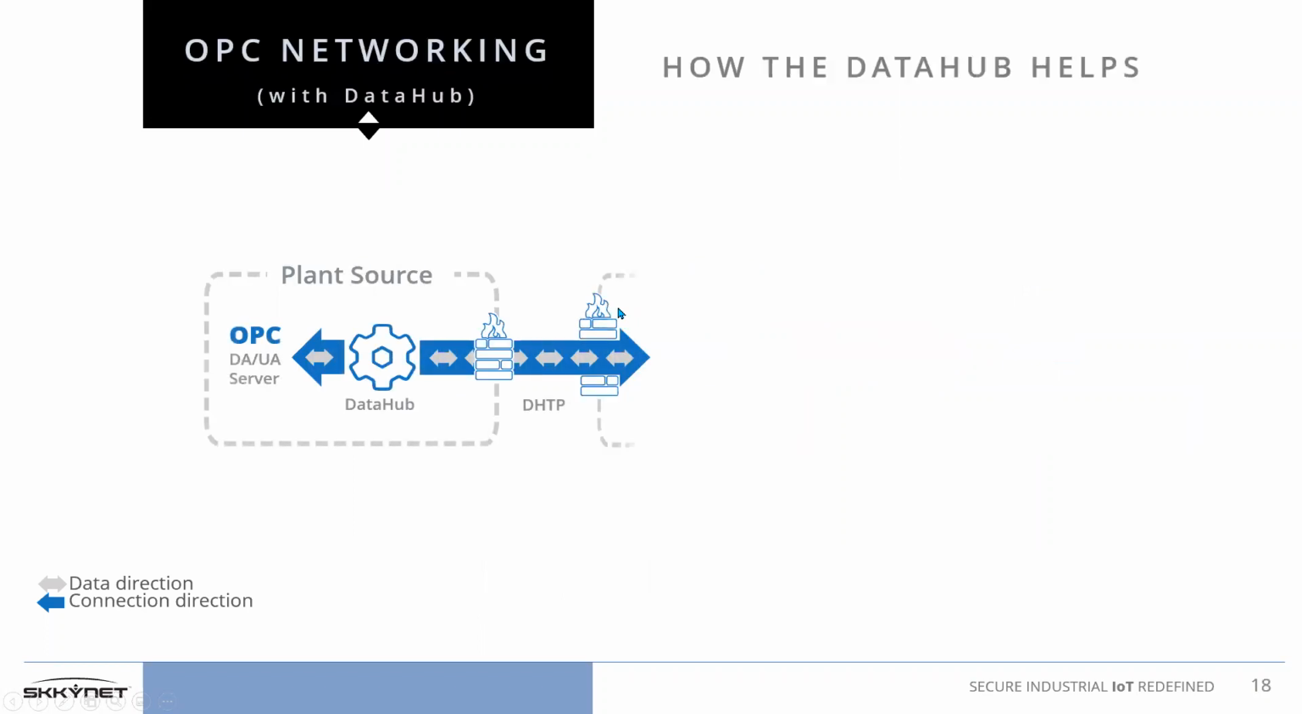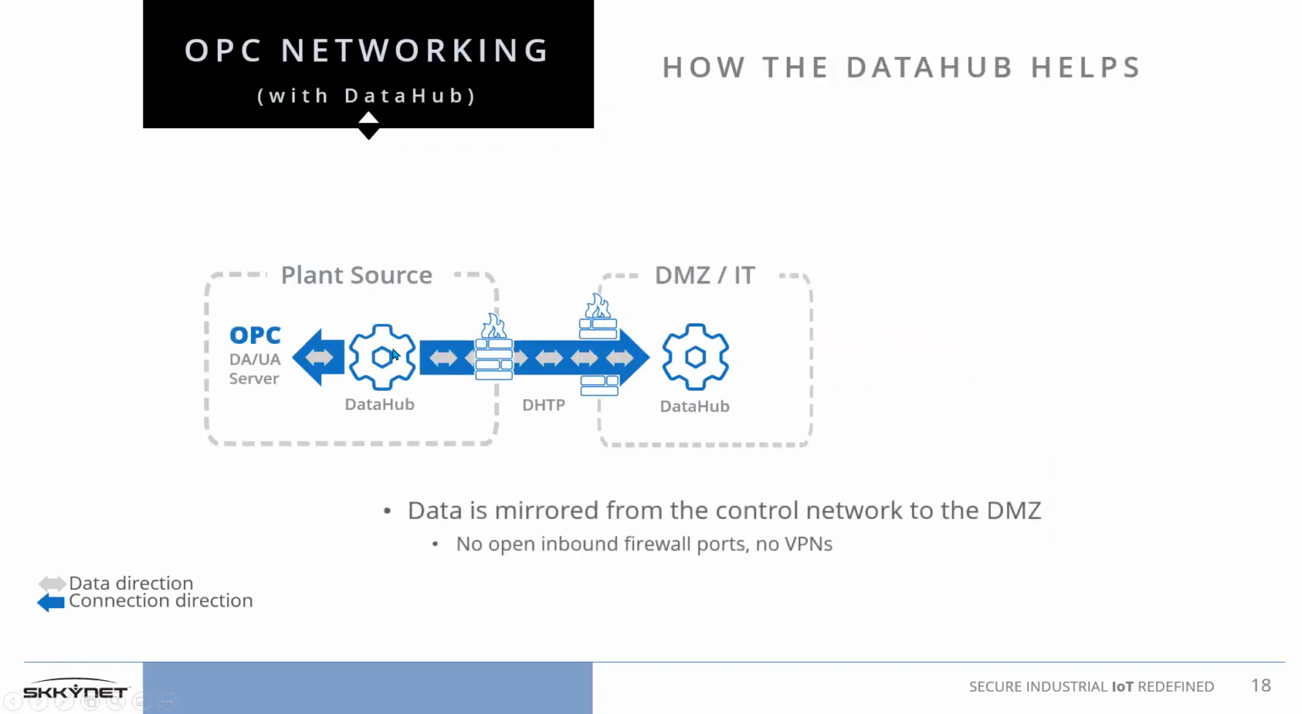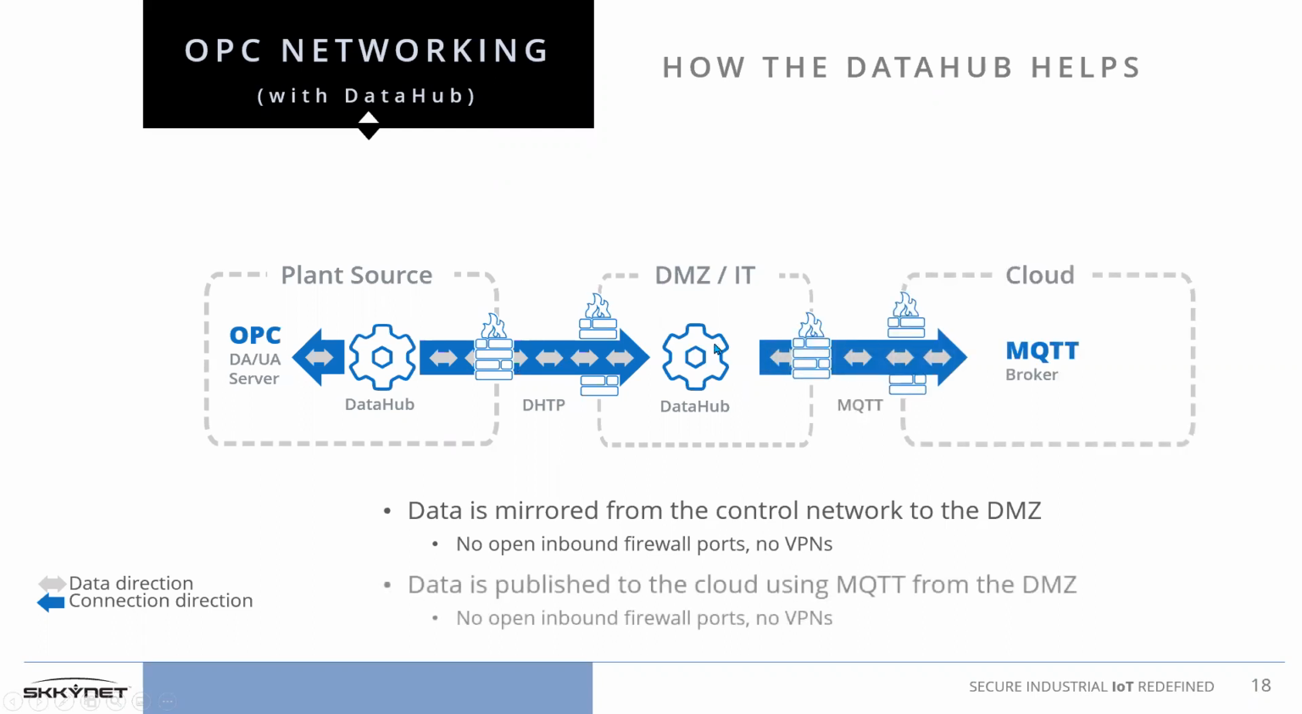So how does the DataHub help? The first step is we can take the data, mirror it from the plant source and bring it into the DMZ. Once it's in the DMZ, we have that isolation between the plant network and the DMZ. We can now publish it to an MQTT broker. So there are no inbound firewall ports on the source. The cloud data connection is outbound. So again, we don't have a connection path into the DMZ. There are no inbound firewall ports and there are no VPNs. Very simple connection. Any data that appears on the plant source is mirrored to the DMZ and then published to the cloud.